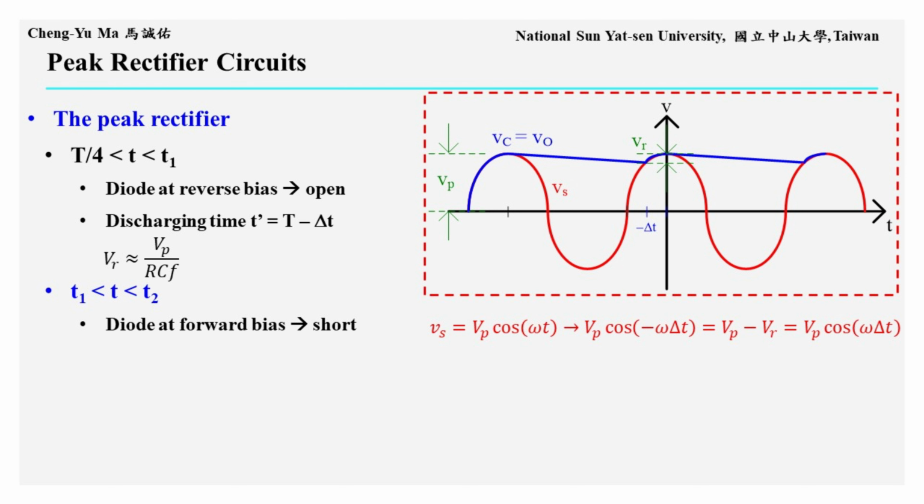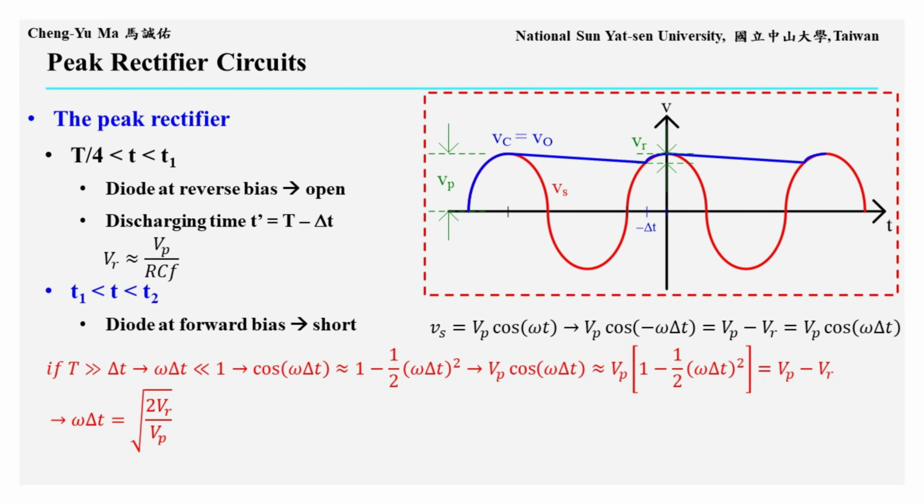Since cosine is an even function, cosine of negative omega delta t equals cosine of omega delta t. When t is much larger than delta t, omega times delta t is much smaller than 1. Therefore, cosine of omega delta t can be approximated by 1 minus 1/2 times (omega delta t) squared. Substituting this approximation into the previous equation and solving for omega delta t gives omega delta t equals the square root of 2Vr divided by Vp. The entire ratio 2Vr over Vp is inside the square root.